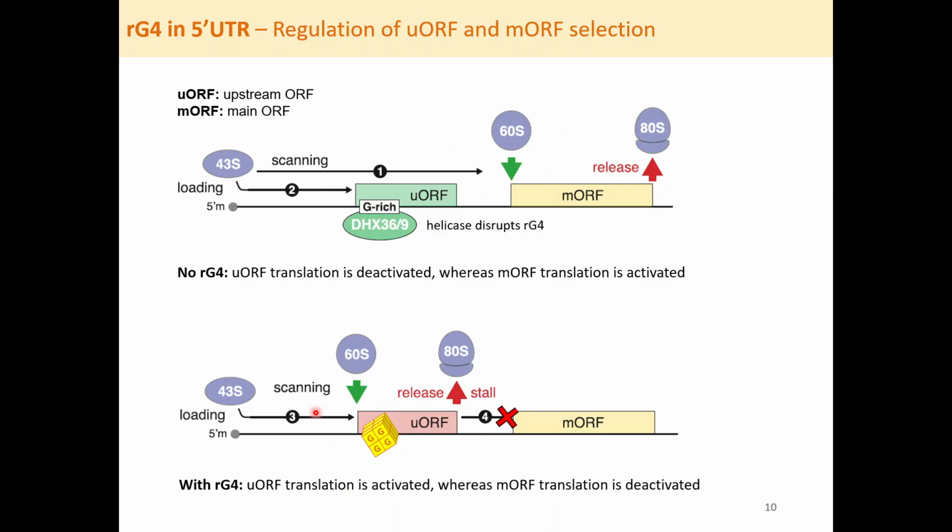DHX36 or DHX9, helicase enzymes that can resolve rG4, play a decisive role in determining whether the rG4 remains intact or is unwound, thereby determining whether the uORF or the mORF is translated. Thus, rG4 is not just a passive structural feature but an active regulator of protein synthesis. The rG4 dynamic process can determine the mRNA translation output.